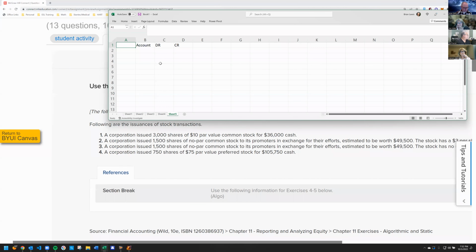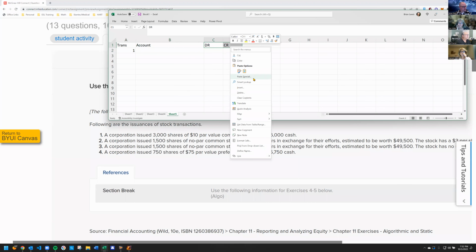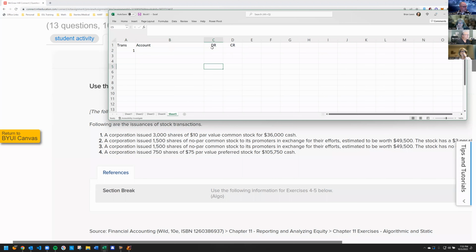Insert transaction. Okay, so for one, a corporation issued 3,000 shares of $10 par value common stock for $36,000 in cash. So the account, sorry, I'm just formatting this so I can manage it a little bit better. The account, let's see, what's the debit account? We'll start off with that. Well, cash. It's going to be cash, absolutely.